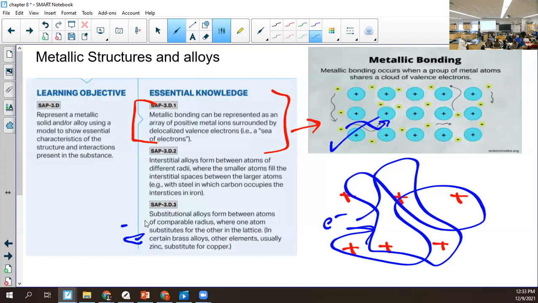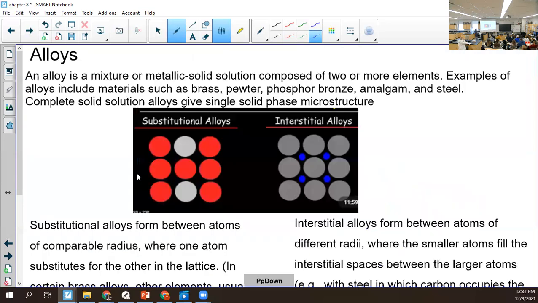Okay, alloys right here. Next pages. Alloys. There's two key vocabulary words here, and if you speak English, they're not that hard. An alloy is a mixture. Don't write everything on this slide. Draw the pictures, and that will be good enough. An alloy is a mixture of a metallic solid solution composed of two or more elements. Now it's a solid. We're used to solutions being like salt water, but it's just a nice mixture of things in your metal. It can be a solid. Like bronze, the thing that changed the world essentially, is an alloy. Examples of alloys include materials such as brass, pewter, phosphor bronze, amalgam, and steel. What our whole world is built on.